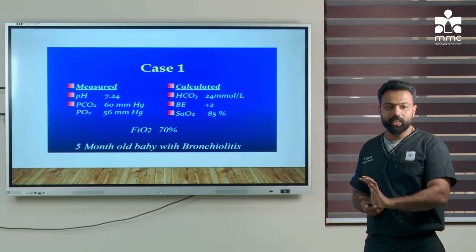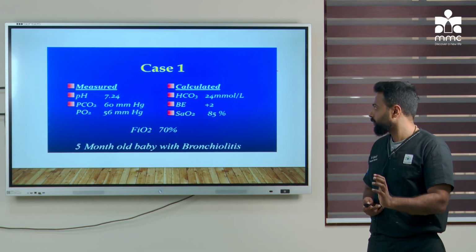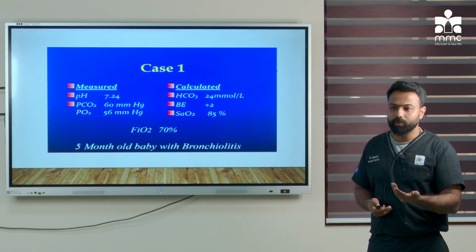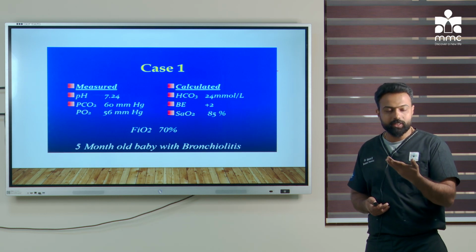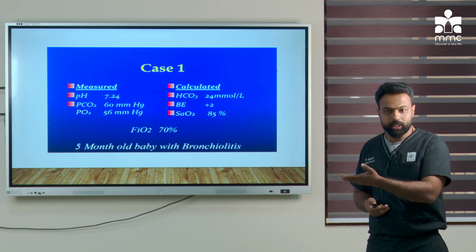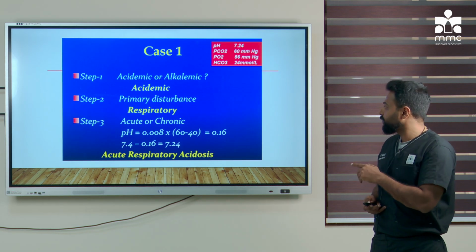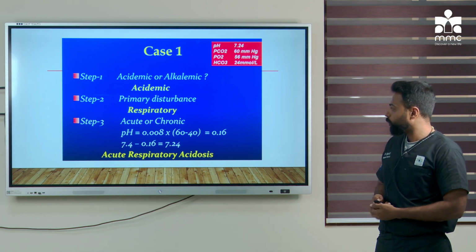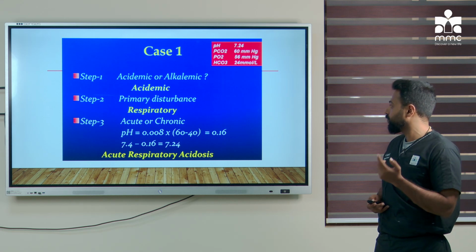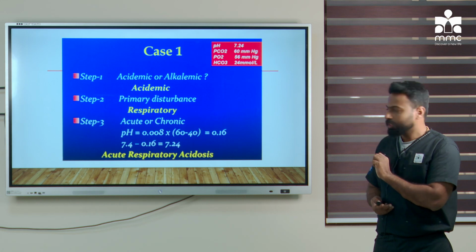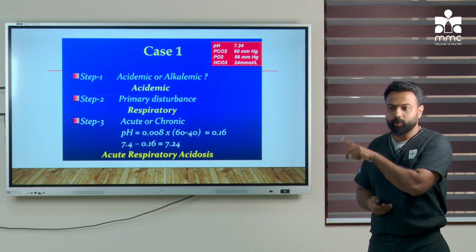Okay, that is not the end. This is the respiratory acidosis. Then you have to find out whether this is acute or chronic, right? To diagnose acute versus chronic, you apply the formula, which is 0.008 into the change in carbon dioxide divided by 10. So 0.008 into 60 minus 40, where 60 is the PCO2 here. So it comes to around 0.16.